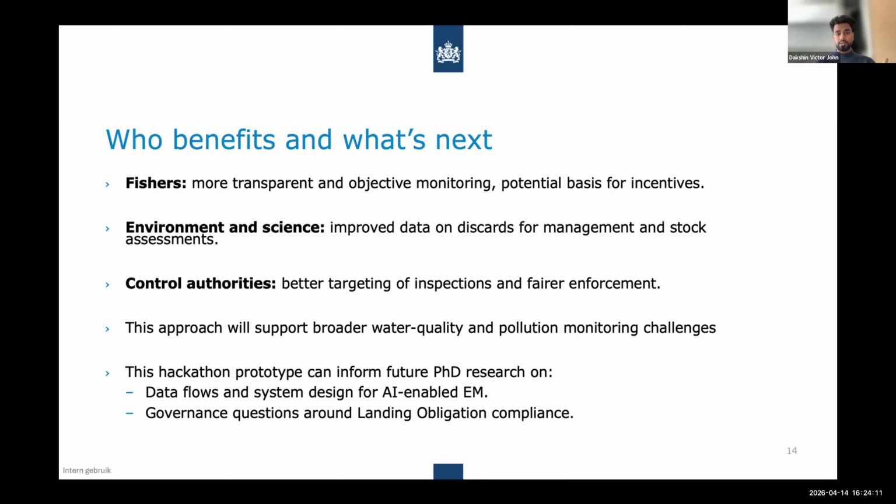At the same time, this type of pitch that we have right now with discards is a trending topic. A lot of PhD research is going on, and it can also inform future PhD research. For example, there are a bunch of students at Radboud who are interested in data flow systems. So concepts like these aid future PhD research as well.